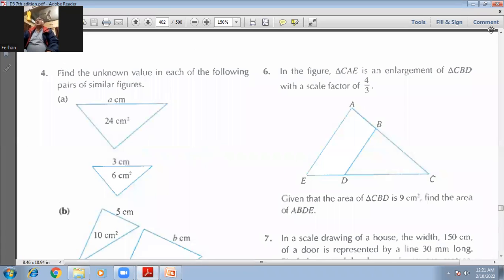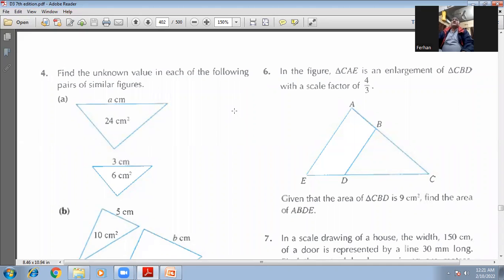Now we have question number 4 on your screen. It says, find the unknown values in each of the following pairs of similar triangles. It's already mentioned in the question that these triangles are similar to each other. So in the A part, the area 1 is 24 centimeters square, the length 1 is 8 centimeter in the figure, and in the second figure, the area 2 is 6 centimeters square, and the length 2 is 3 centimeters. So I want to find out the length 1.